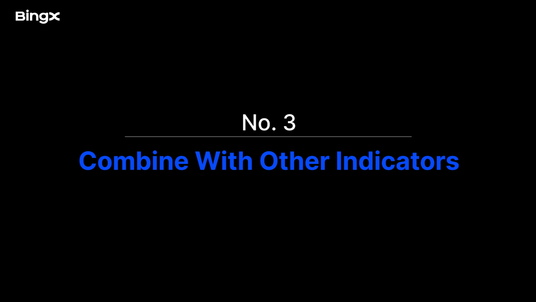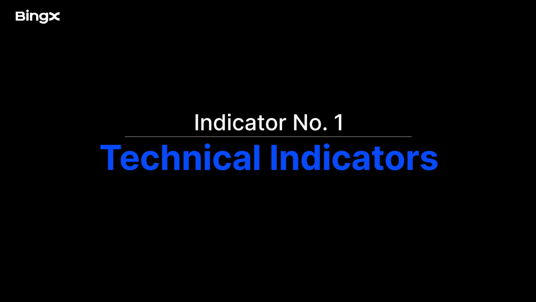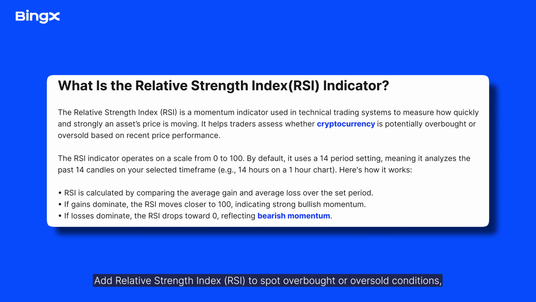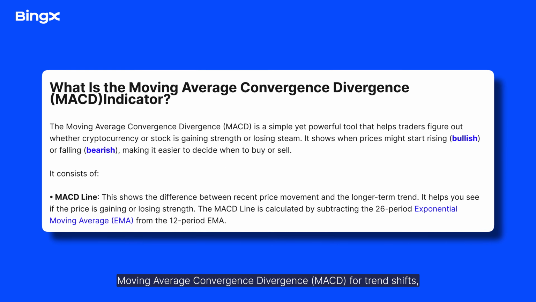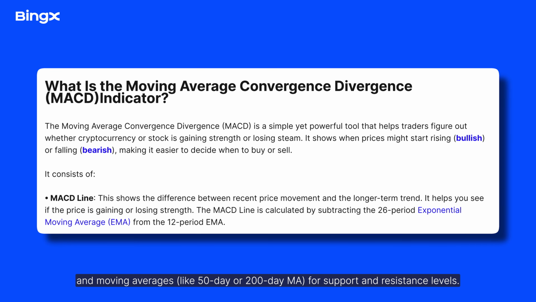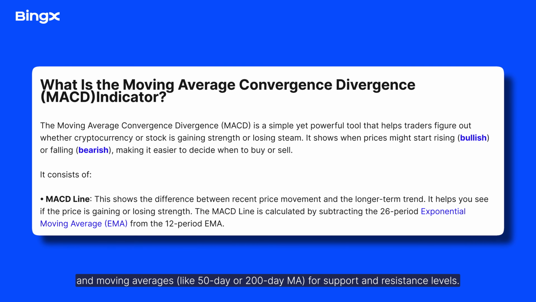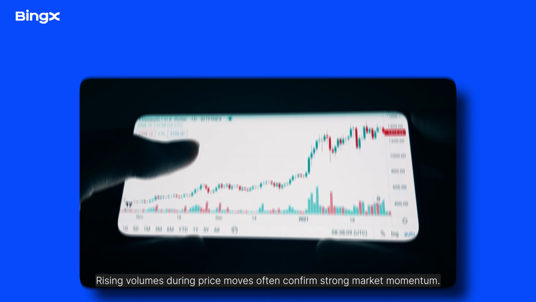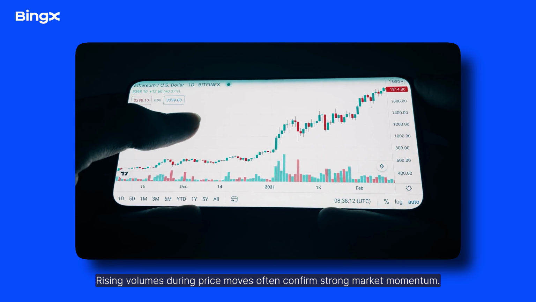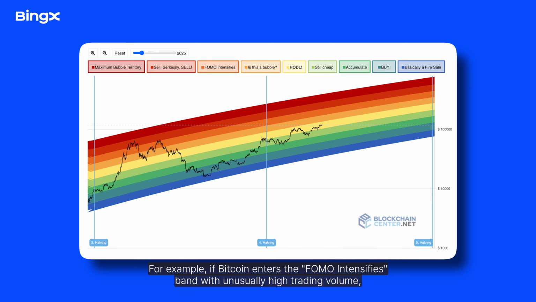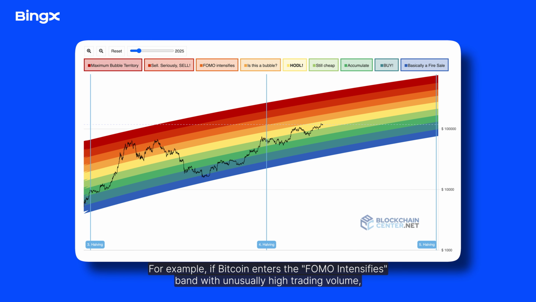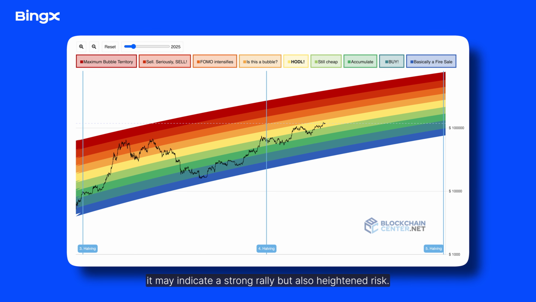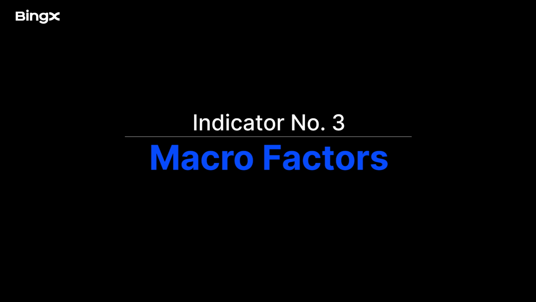Third, combine with other indicators, the first of which is technical indicators. Add relative strength index to spot overbought or oversold conditions, moving average convergence divergence for trend shifts, and moving averages like 50-day or 200-day MA for support and resistance levels. Volume analysis. Rising volumes during price moves often confirm strong market momentum. For example, if Bitcoin enters the FOMO intensifies band with unusually high trading volume, it may indicate a strong rally, but also heightened risk.